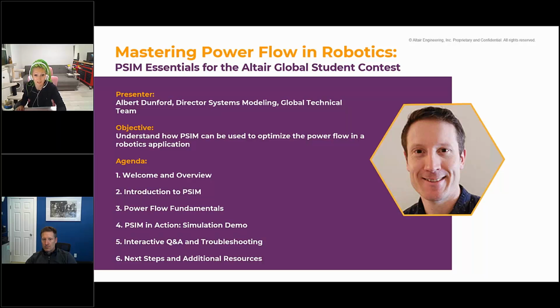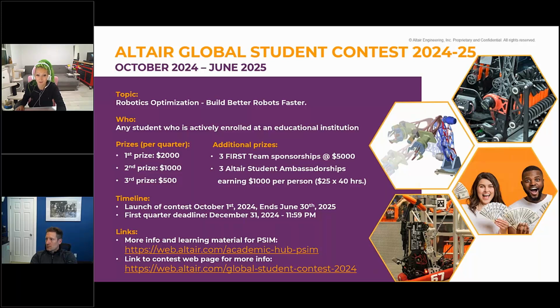Before we dive in here, a quick reminder about the contest itself. If you haven't already, please go visit our Altair Global Student Contest page to explore all of the details, the guidelines, the prizes, and everything else, but I have done a little summary here on the slide. So you can see the topic is robotics optimization, and we want you guys to show us how you use Altair software to build better robots faster.